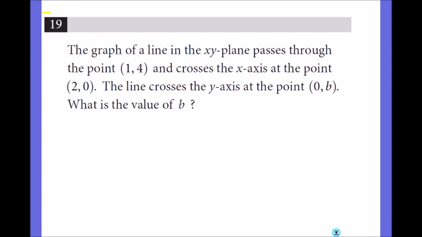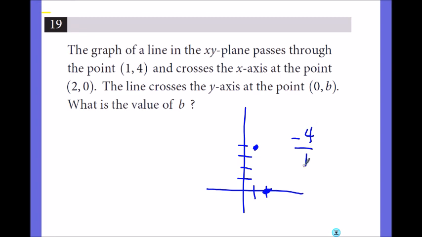The graph of the line in the xy plane passes through the point 1, 4 and crosses the x-axis at point 2, 0. So it is down 4 over 1. The slope is down 4 over 1, so negative 4.